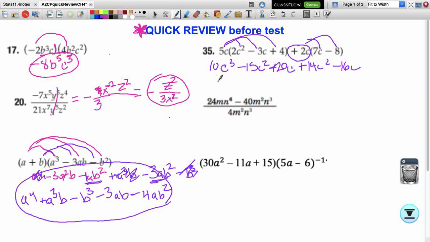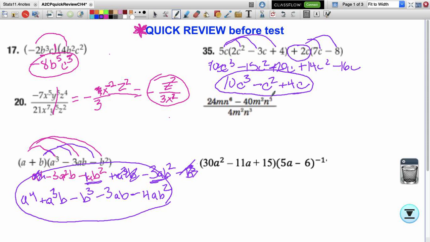So looking here again, highest to lowest powers, I start out with a 10c to the third. Then I have a c squared and another c squared, so negative 15 and positive 14 is negative 1c squared, or just negative c squared. Then I have 20 and a minus 16, which is going to give me a positive 4c. And at this point, that's all my pieces and parts, as simplified as it can be.